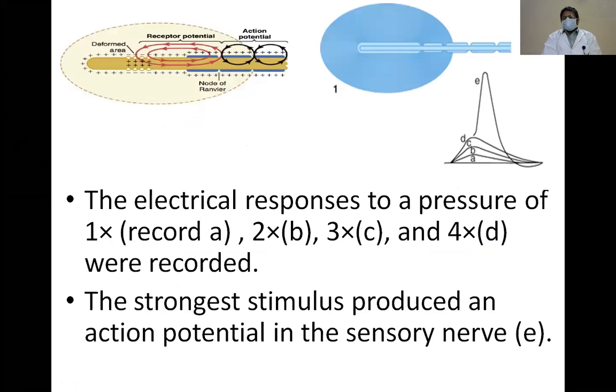The response to pressure: if you apply pressure, the receptor potential will be A. If you apply double the strength, it will be B. If you apply three times, you will get the C wave, and if four times, you will get the D wave. The strongest stimulus produces an action potential in the sensory nerve, represented by E.